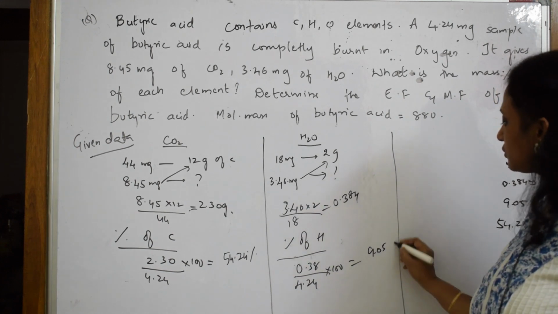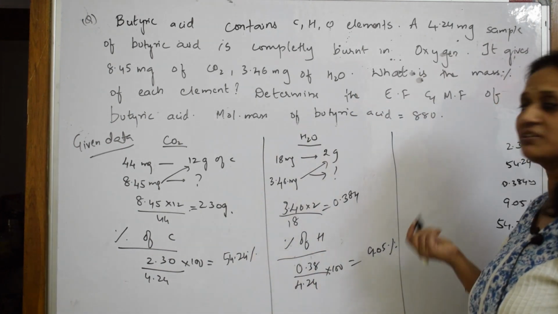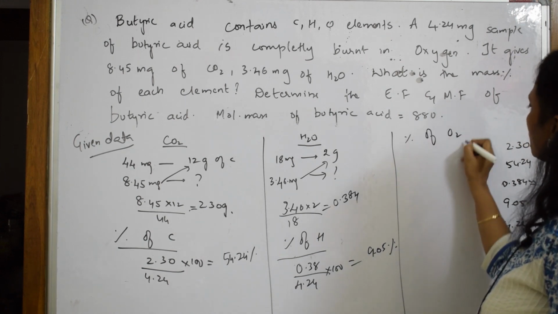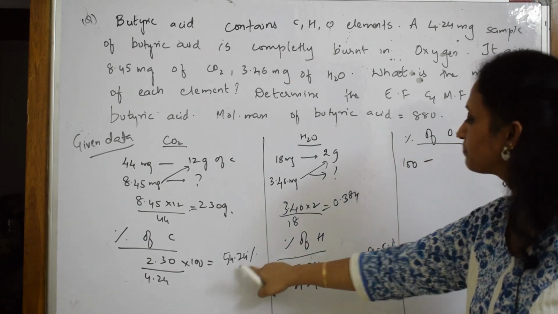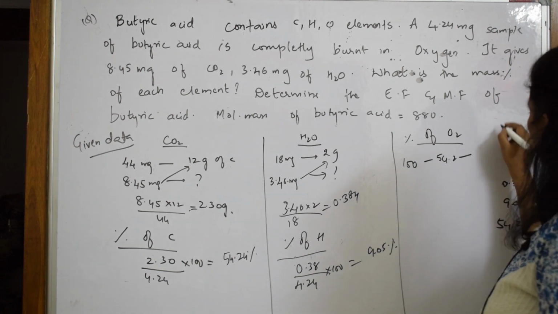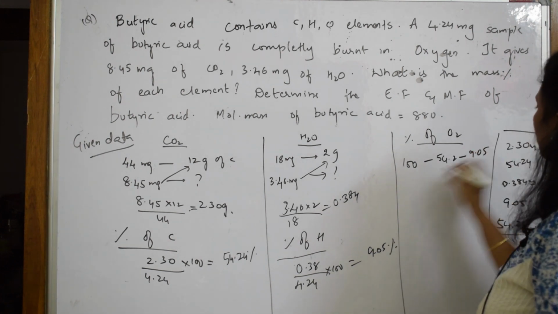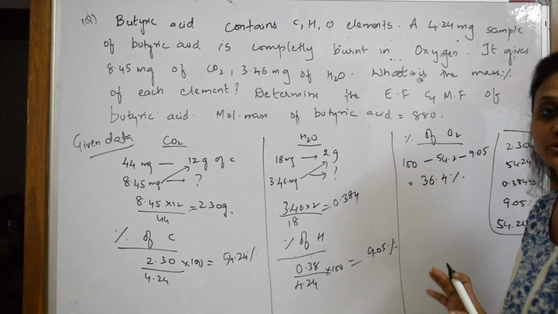Now this is your carbon percentage. This is your hydrogen percentage. Now I'll find the oxygen. So the percentage of oxygen: how do I do it? Take the total 100 minus 54.2 minus 9.05. Then when I do this, I get 36.4 percentage of oxygen, right?